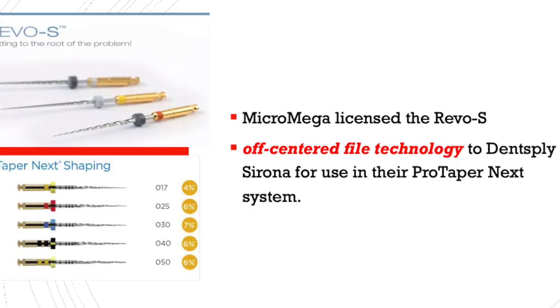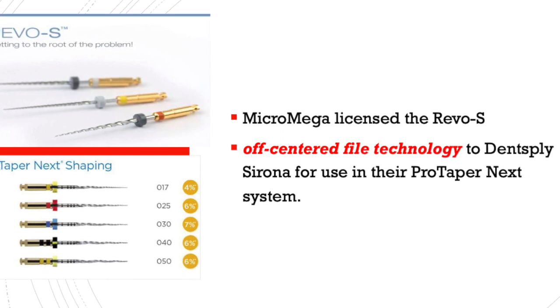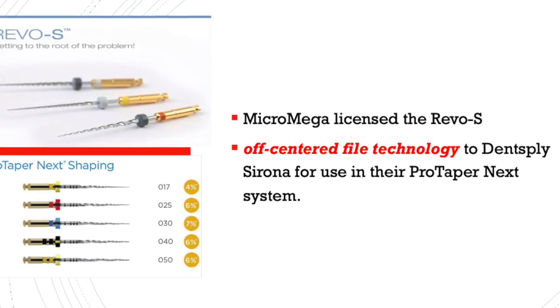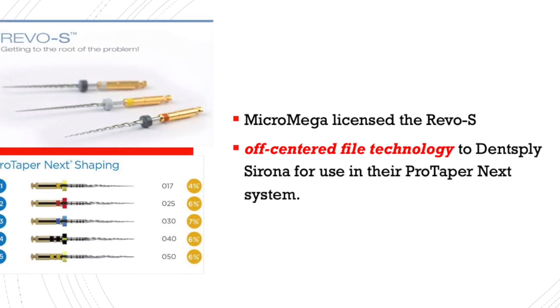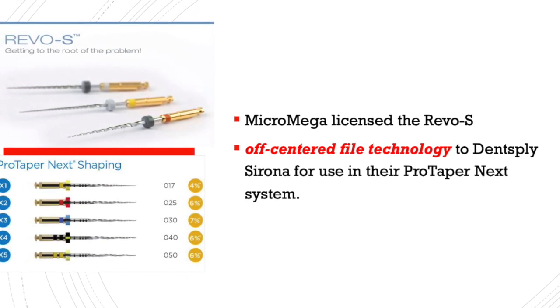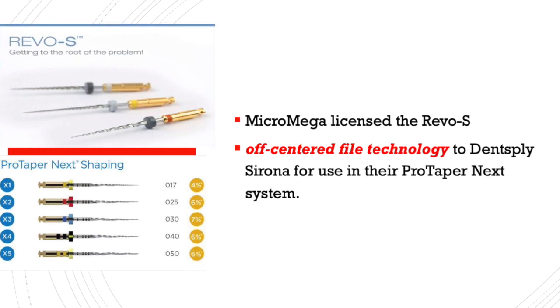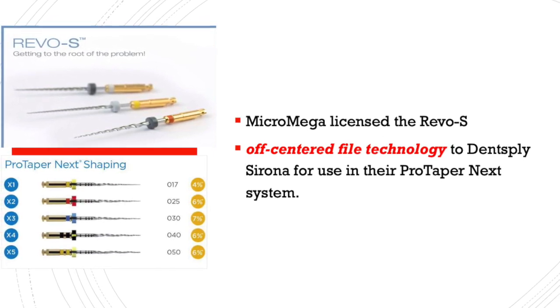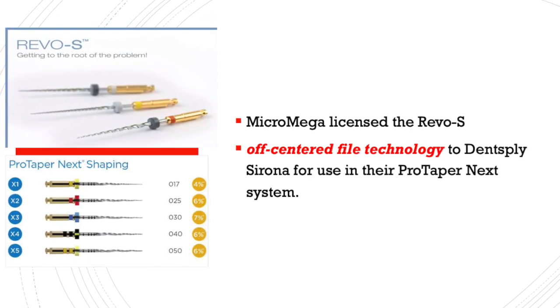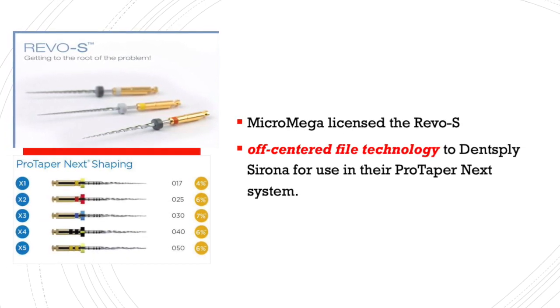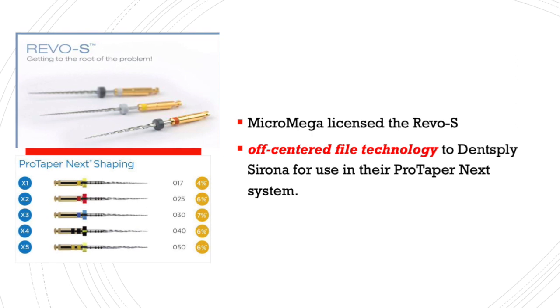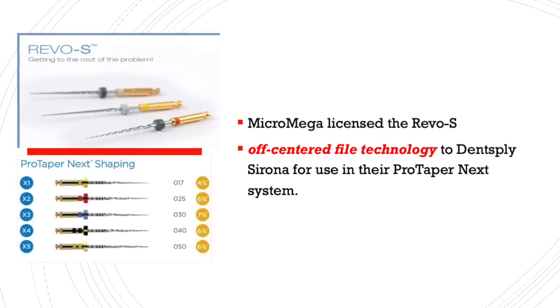In the same year, Micromega introduced the RevoS file, featuring an off-centered cross-section where the geometric center was displaced from the rotational axis. The design offered several advantages: improved canal cleaning and shaping efficacy. The off-centered design created a snake-like movement that facilitates better debris removal and more efficient shaping.